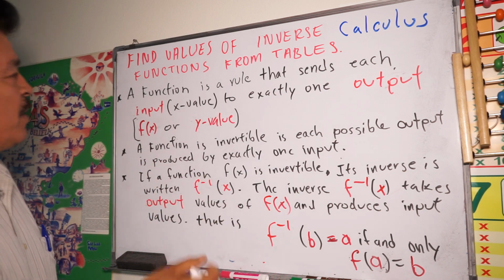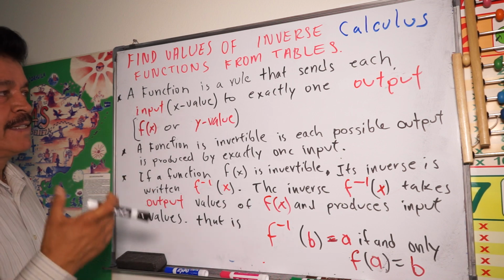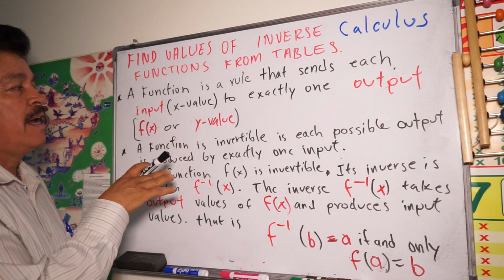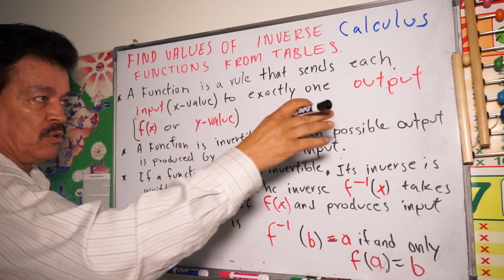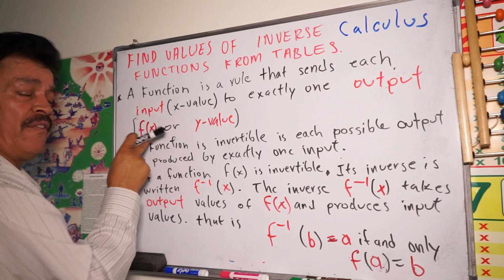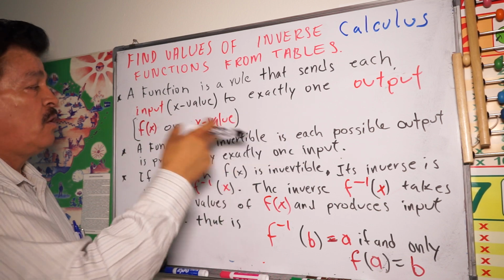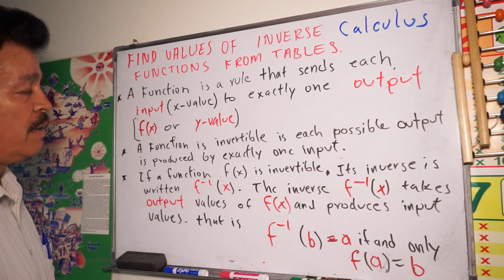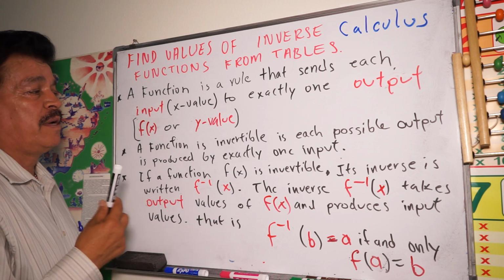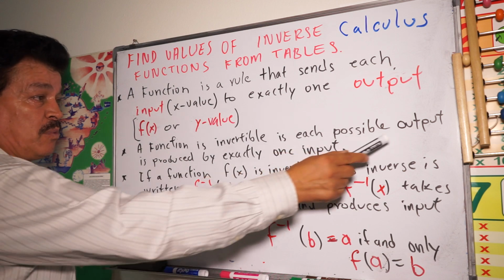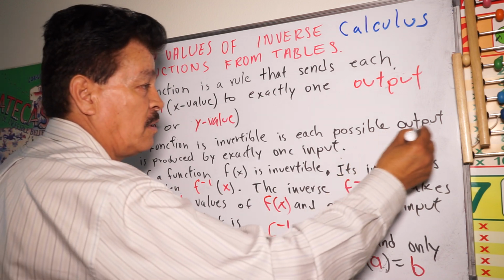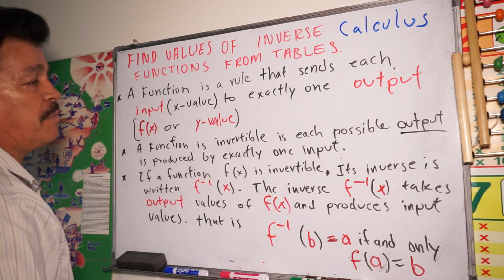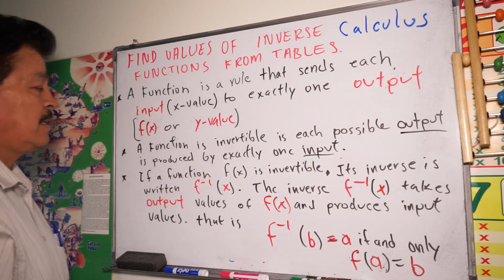What is a function? A function is a rule that sends each input, remember the input, the values for x, to exactly one output, the values for f(x) or the y values. Another main idea that we have to remember: a function is invertible if each possible output is produced by exactly one input. This is another rule.